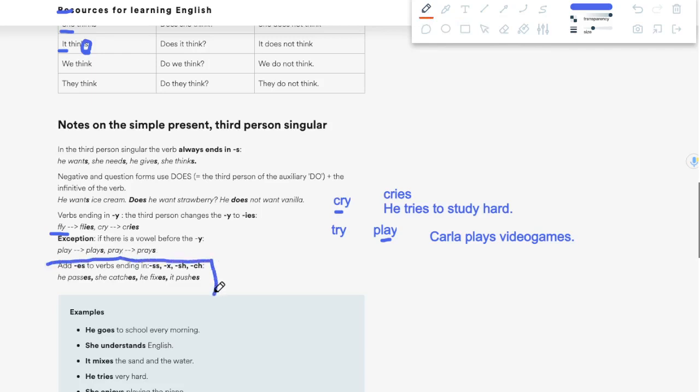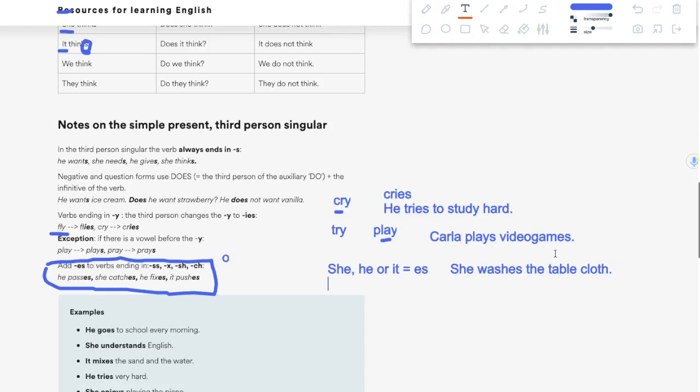When the verbs finish in double S, X, SH, CH, and also the vowel O, and we are conjugating these verbs with the subject she, he or it, we must add the ending es to all of those verbs when we conjugate them in the simple present. An example is: she washes the tablecloth. Here we're using es because the verb finishes in SH. Likewise with the rest of the verbs.